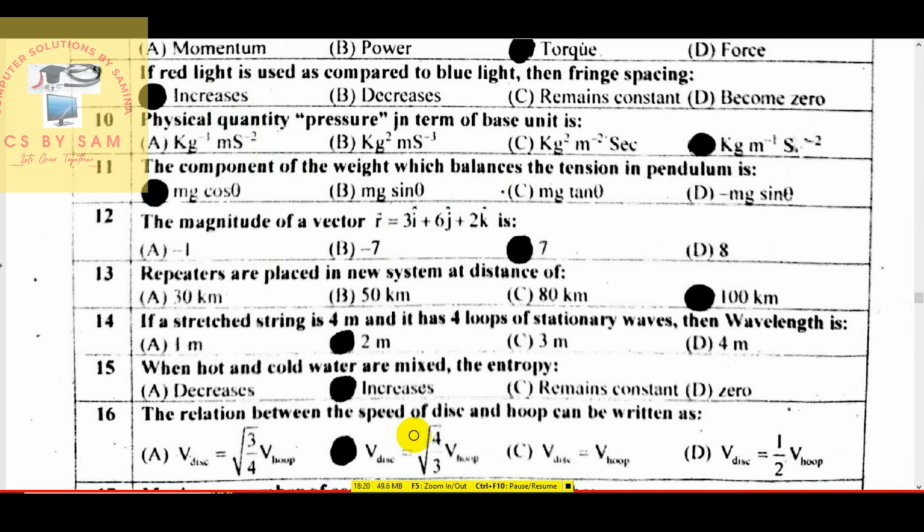Number 11, the component of the weight which balances the tension in a pendulum is mg cos theta. The magnitude of the vector r equal to 3i plus 6j plus 2k is 7. Repeaters are placed in a communication system at a distance of 100 km. Number 14, if a stretched string is 4 meter long and it has 4 loops of stationary waves, then the wavelength is 2 meter. When hot and cold water are mixed, the entropy increases.